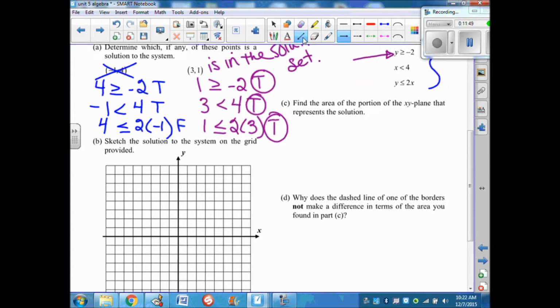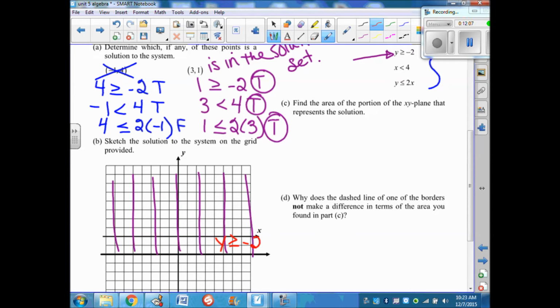Here is y = -2. And then shading that, y is greater than -2. It's going to be all those points above the line. And second one, x is less than 4. So it's just got an x-intercept at 4. And that's a dotted line.